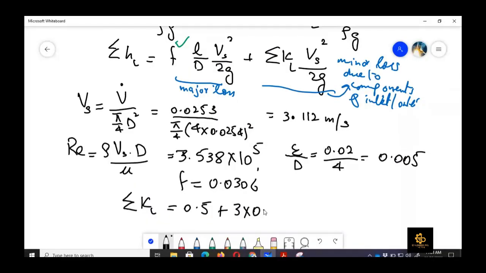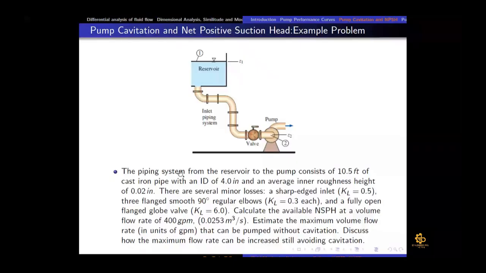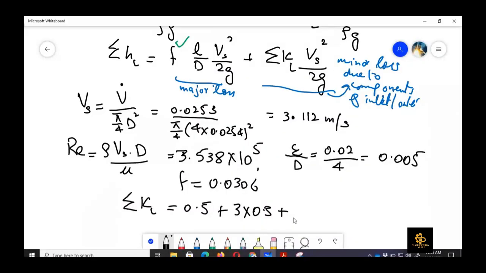And then there is a globe valve, whose value is equal to 6. These values can also be determined from the table, but in the exam it would be given to you, or the table would be. Either way, you need to determine the KL value for each component. If we determine that, the sum becomes equal to 7.4.